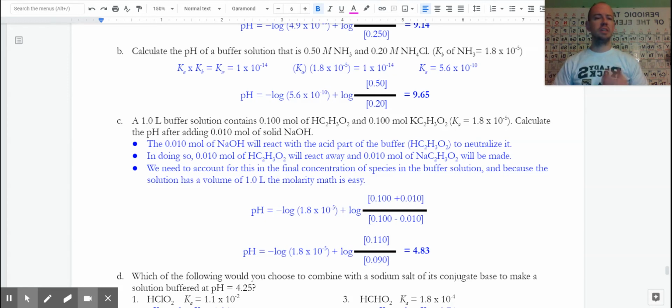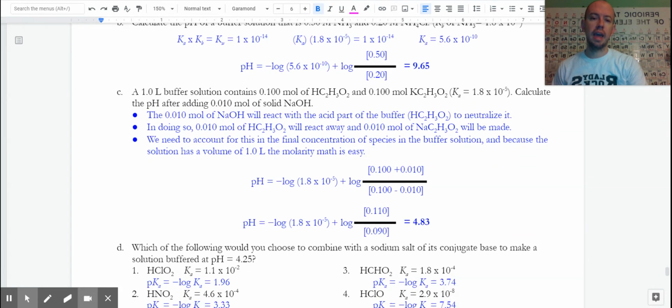There's a lot less of this kind of plug and chug type stuff on the AP test. It's more kind of a conceptual, well, what would the pH be? Is this going to make the pH go up or down? Is it going to do it a lot or a little? But it's a really easy equation to use and important to be able to plug in, because it could be kind of that one last easy point on a long problem or on a multiple choice.